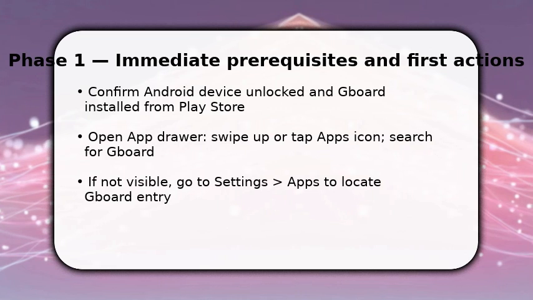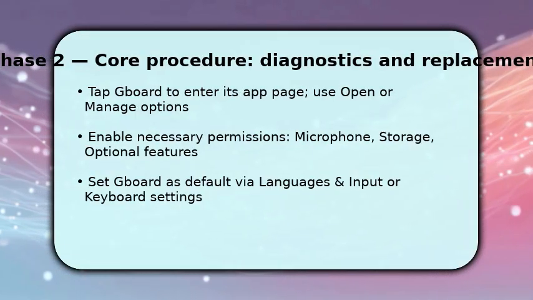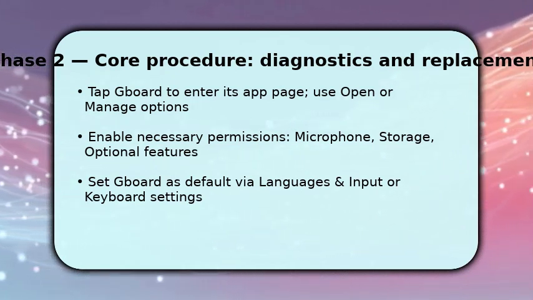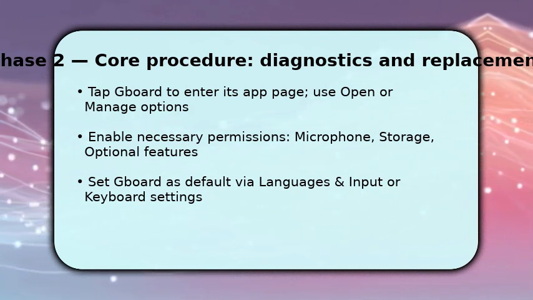You're on the Gboard app page. Tap Open or Manage to access the app controls. Once done, go to Permissions and enable microphone and storage if you plan to use voice typing or themes. These permissions let features work properly.